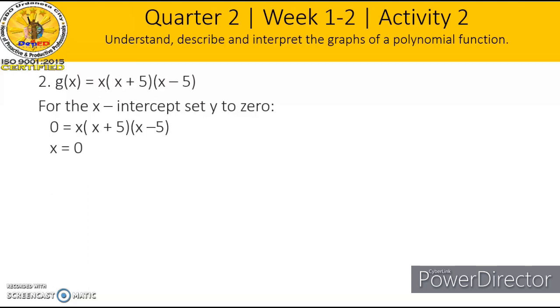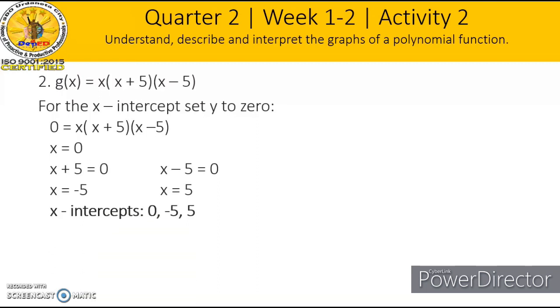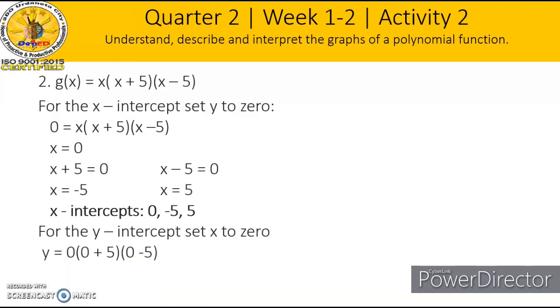So we have x is equal to 0, first intercept. Then we have the two binomials. x plus 5 is equal to 0, x minus 5 equal to 0. So we have x is equal to negative 5 and x is equal to positive 5. For the y-intercept, we have to set x to 0. So all values of x will become 0. So we have y is equal to 0.